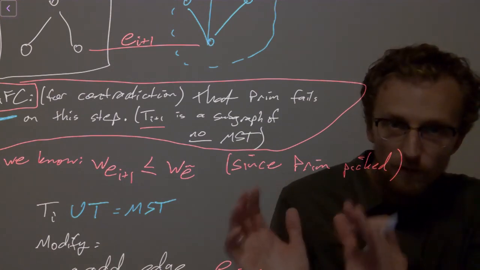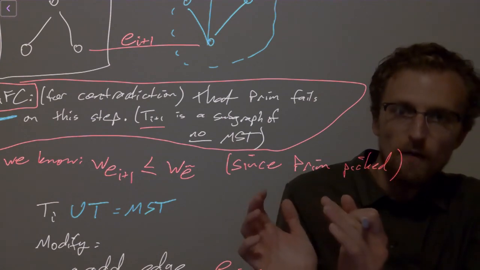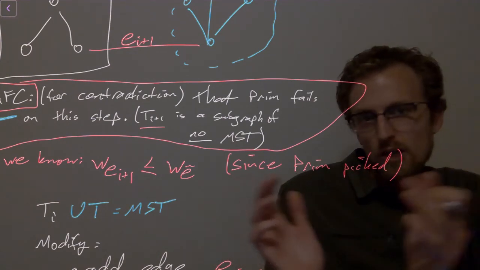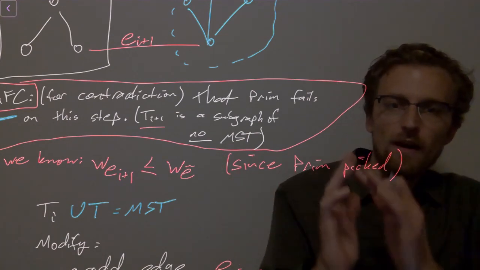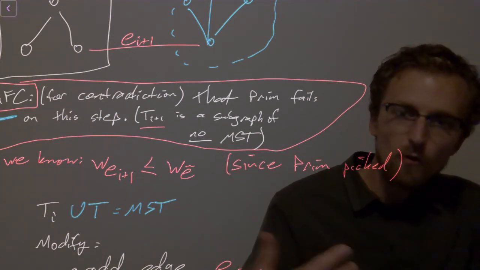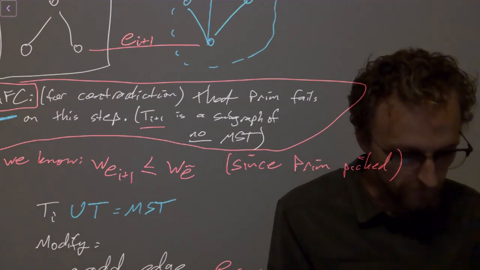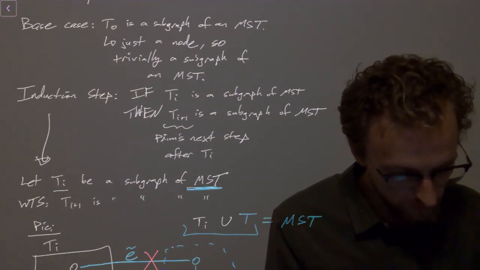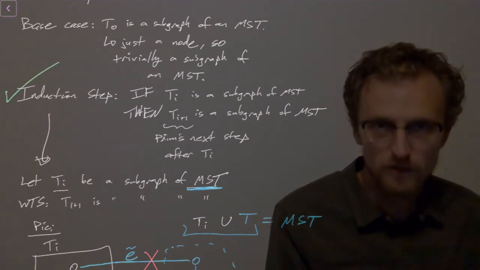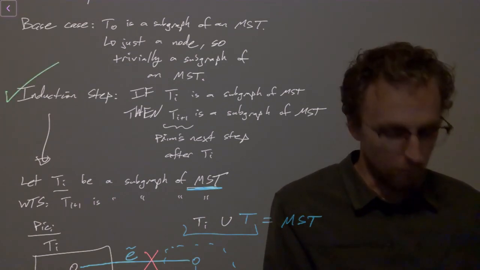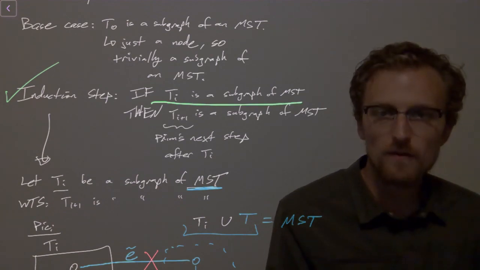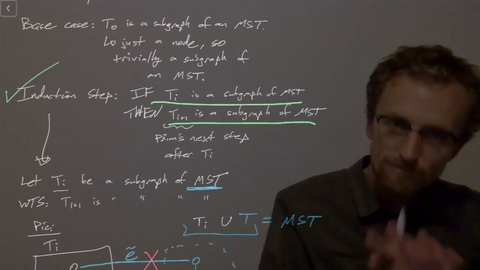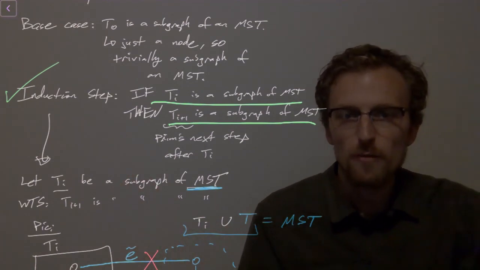If Prim starts off with a subgraph of a minimum spanning tree, then the next thing it adds just maintains that truth. It gives you a subgraph of a minimum spanning tree. We can track that back and say we've just proved our induction step. If we start with a subgraph of an MST, then Prim gives us another subgraph of an MST. There we are. We're done. Proof complete.